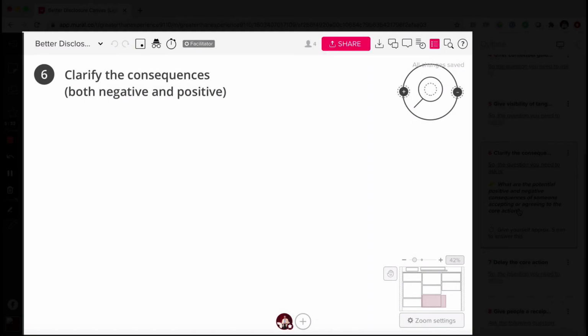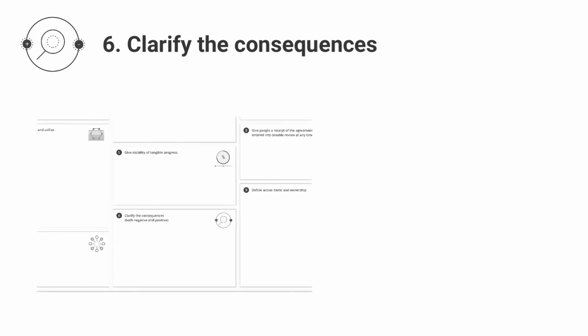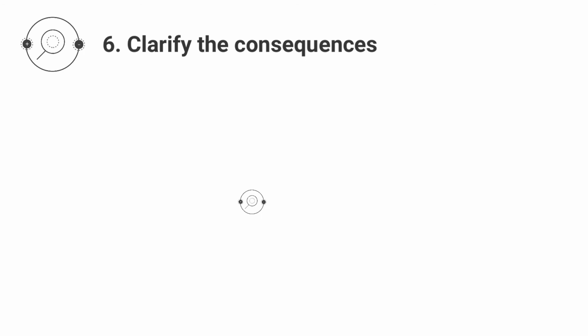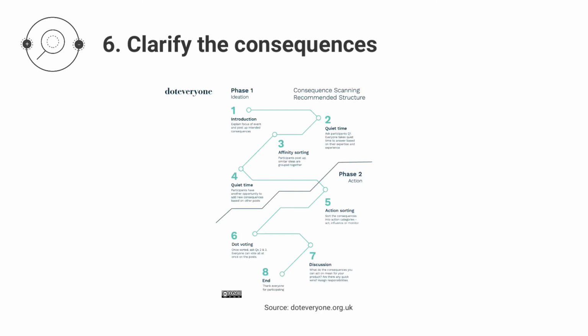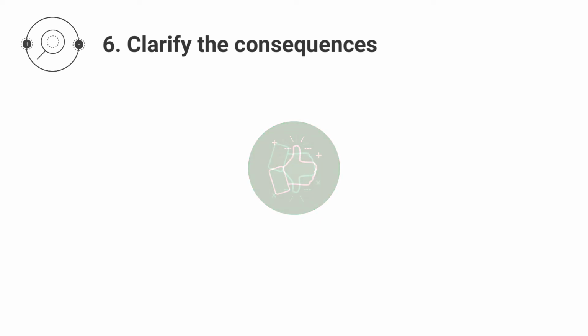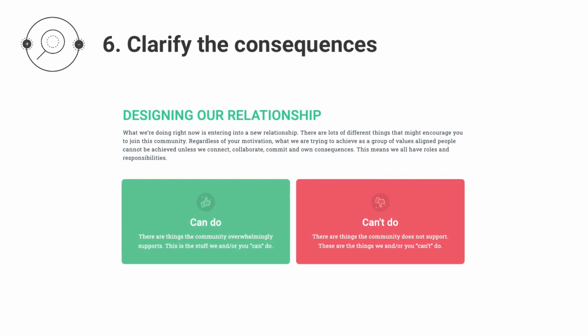Consideration area number 6. Clarify the consequences. This is a tough one. We actually encourage this as a separate but supporting activity. What this means is that you spend time mapping different outcomes that might result from you designing and deploying and people using your product or service. Consequence scanning is actually a really great approach for this. It's important to note that these outcomes could be positive. They could also be negative. Doing this will help the people you're designing for make more balanced decisions about the pros and cons, the benefits and the risks. For us, this is most important in the roles and responsibilities of community members.